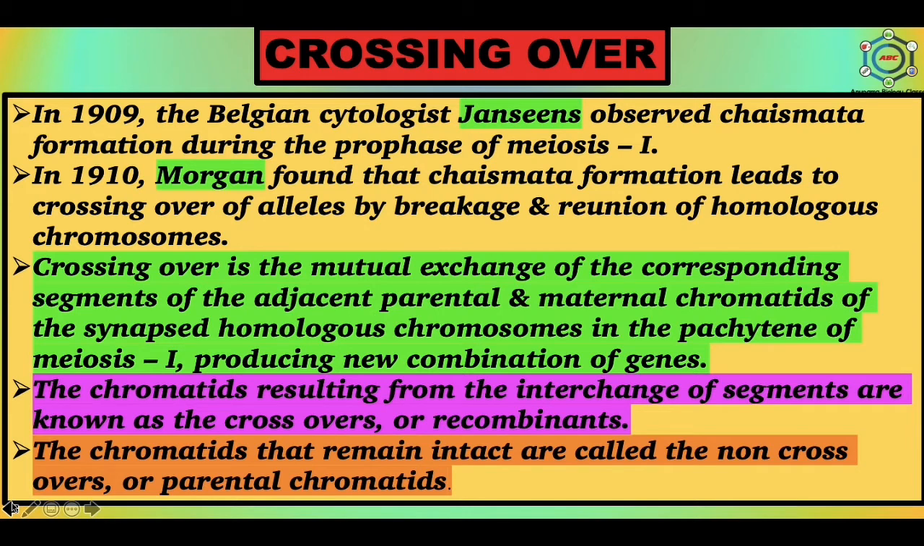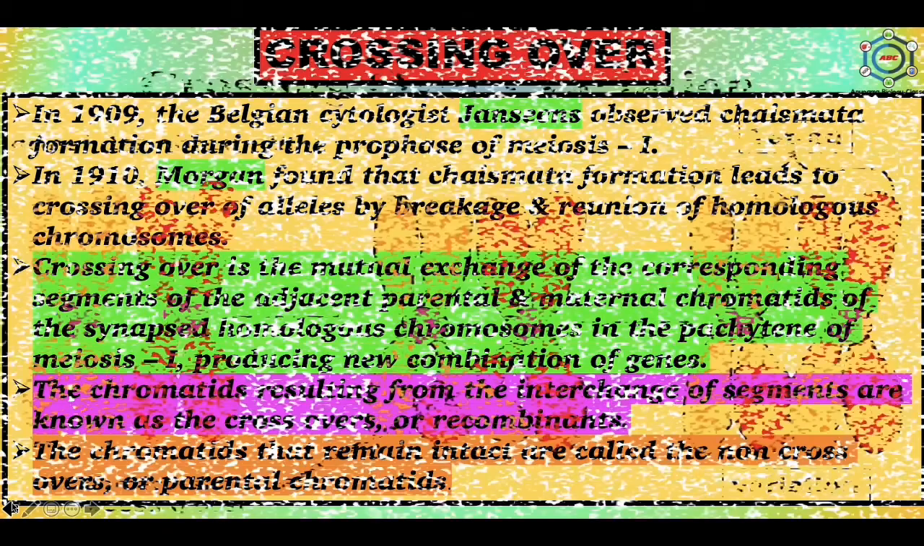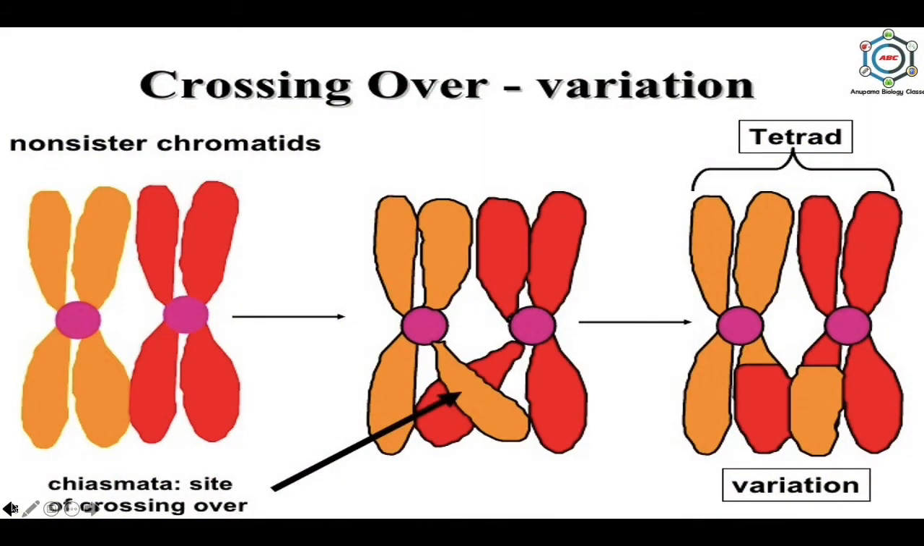So this is the crossing over, and here the process shows the non-sister chromatids forming a chiasma, and the crossover occurs and forms the new recombinants. So this shows the variation and the formation of new combinations just because of crossing over in the non-sister chromatids.